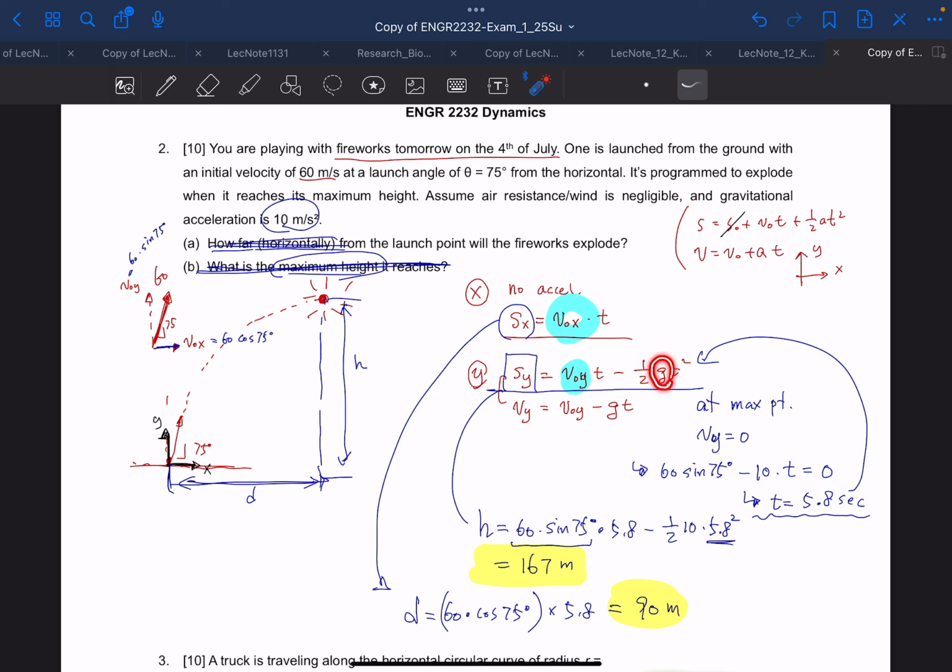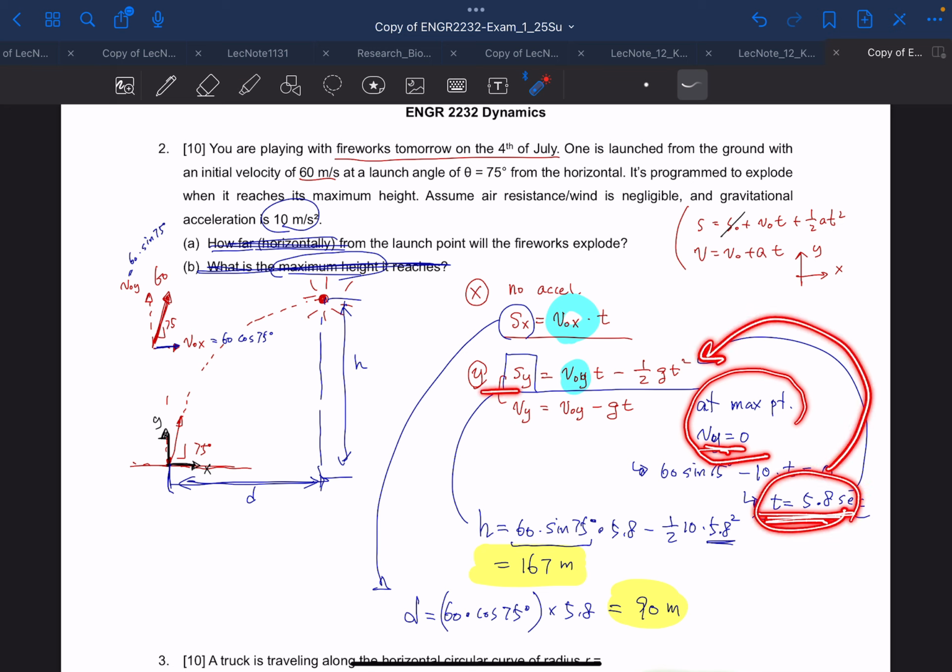But note that g is a minus value, because we define this as positive, but gravity is going down, so it's minus. I've seen some of you using this as positive, and all the numbers got messed up. So this is minus there, and now we're using the hint that at the max point your vertical velocity is 0. From there we can find the time when it explodes, plug it in here to find the height, and by plugging it there, find the distance. Any questions up to here?